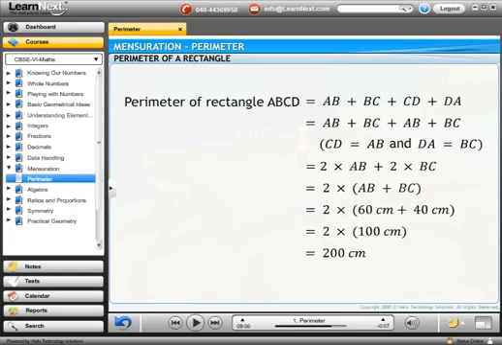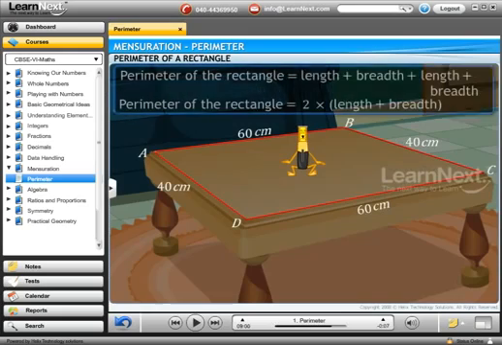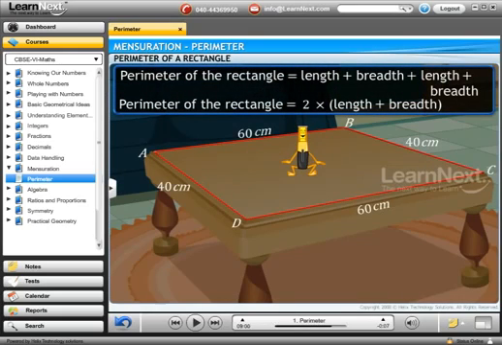This has not only been good exercise for me, I've also learned something new. The perimeter of a rectangle is equal to twice the sum of its length and breadth. I am glad I have been of some help to you, Senti.